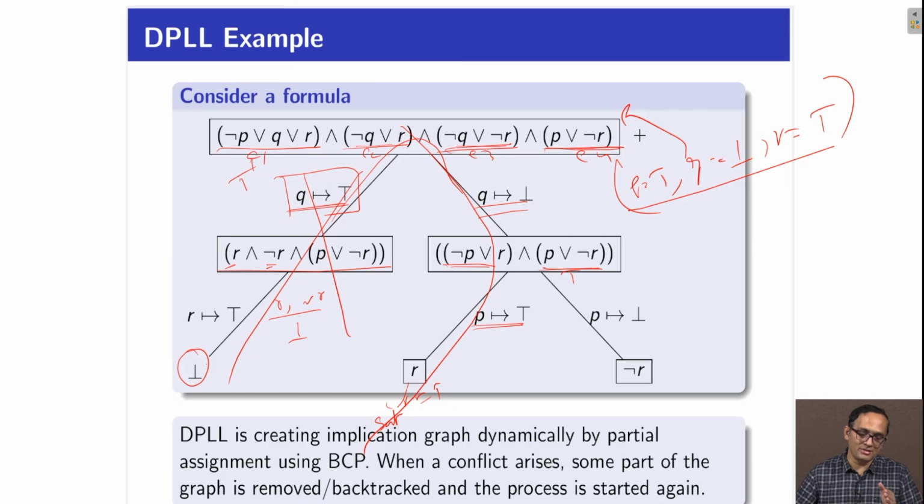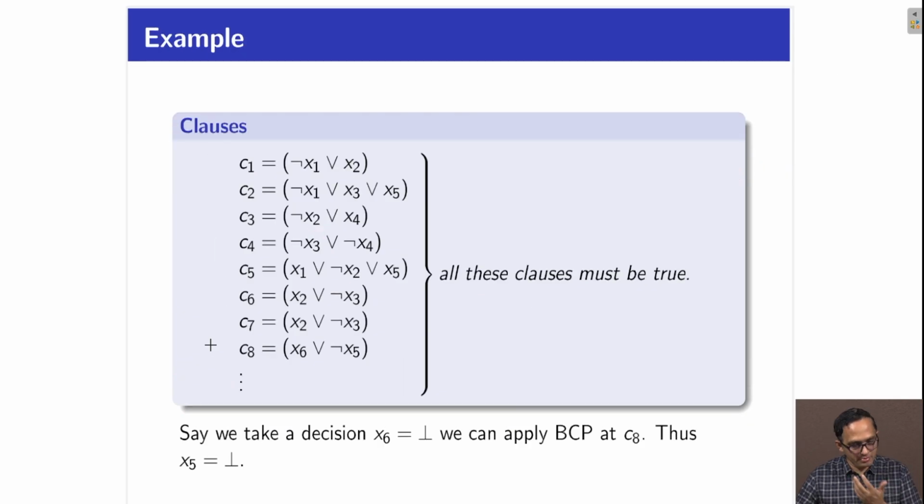So, DPLL does exactly this: you take a decision about a variable, you do BCP, and if you find a contradiction, that means this decision is wrong, you go back, erase this part of the decision, and restart, and finally you will get some set. The only thing DPLL does differently is that it does not just erase this part, it learns something from this. Whatever mistake you have made here, I learn something from it, and I will discuss that in more detail with a bigger example. Let us take a bigger example now.